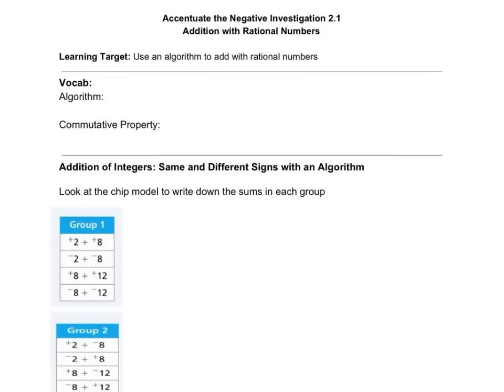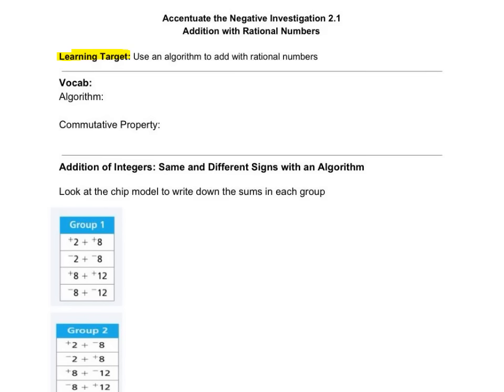This is your video for Accentuate the Negative Investigation 2.1, where we are going to move on to addition with rational numbers. For this video, our learning target is to add using an algorithm. We're going to start with some new vocab, and then we will take a look at some examples of how we can start to get away from always using the chip model or the number line model and maybe speed up the process of addition.